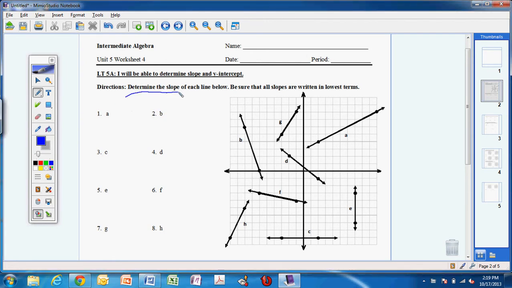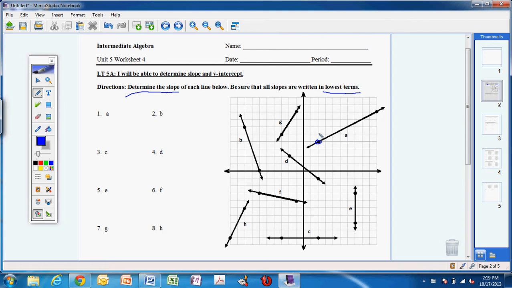determine the slope of each line below. And we want to make sure that whatever we write, it has to be in lowest terms. So looking at number 1, we want to find the slope of line A. Line A, it doesn't matter which point you start at. I'm going to start at this one. So at that point, I want to say slope is rise over run.